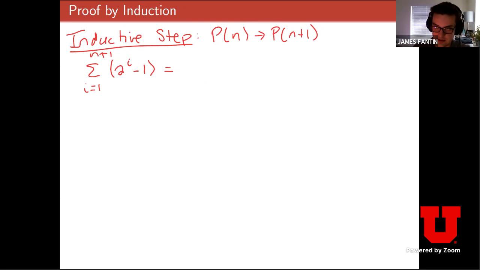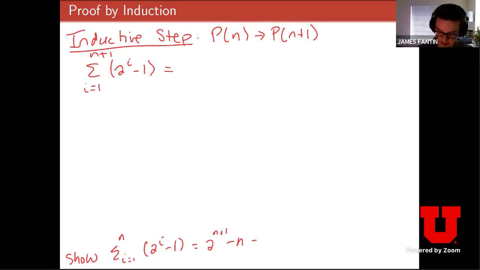And just so you recall, we want to show that the sum from i equals 1 to n plus 1 of 2 to the i minus 1 equals 2 to the n plus 2 minus (n plus 1) minus 2. Just go ahead and take about a minute to work through the rest of this problem.